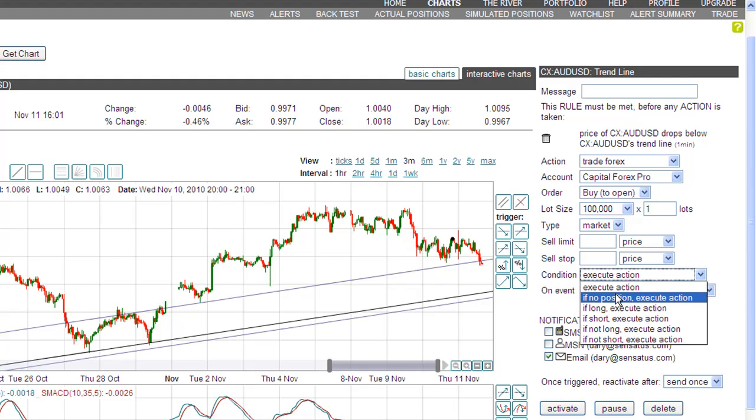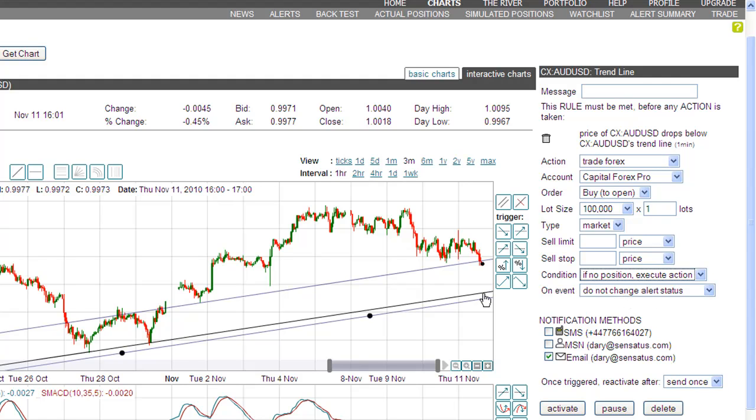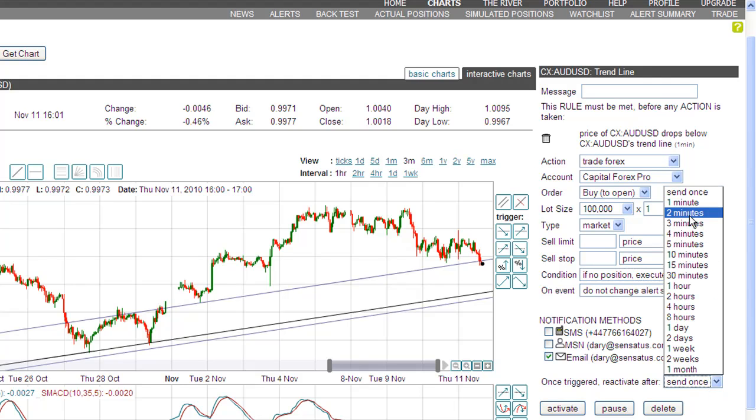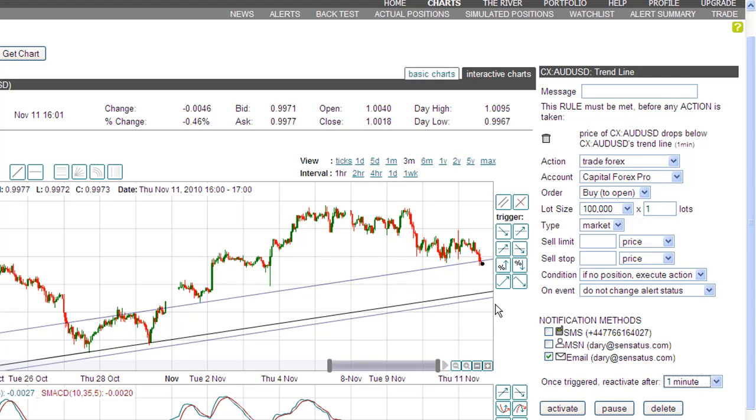Execute if no position. Do not change any other alerts when the price hits this trend line. And I'm going to set this up to repeat. So if the price falls below this trend line in the future and I have no position, then I will buy again. So activate.